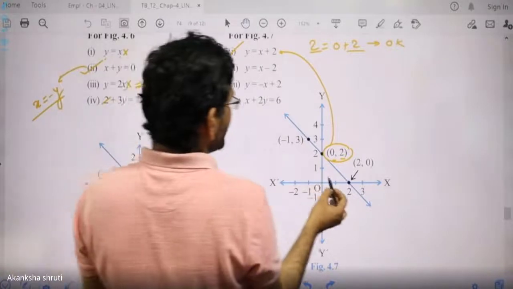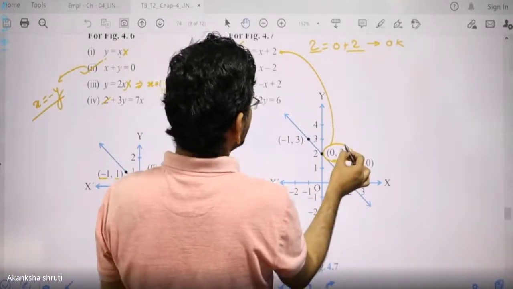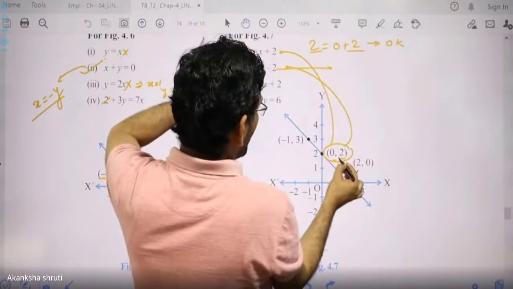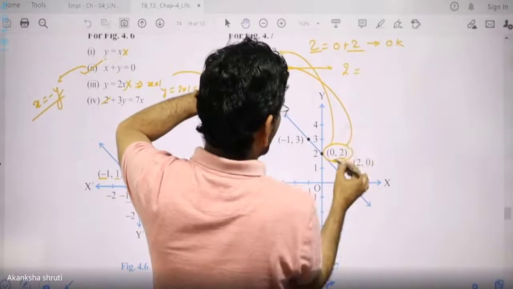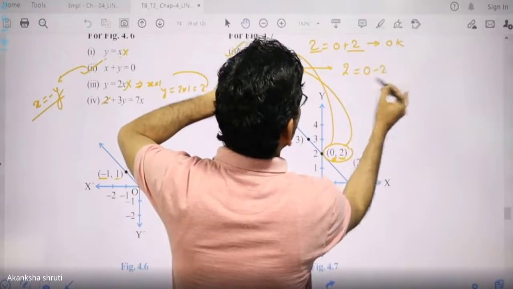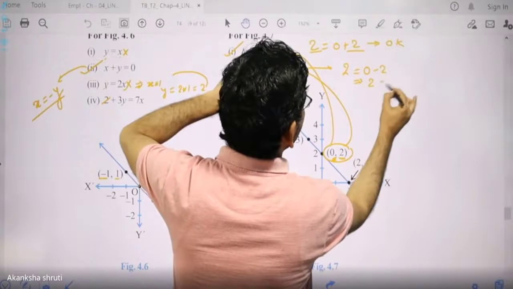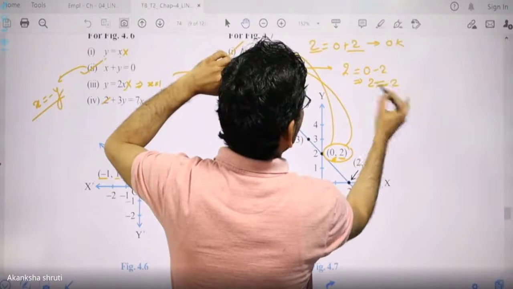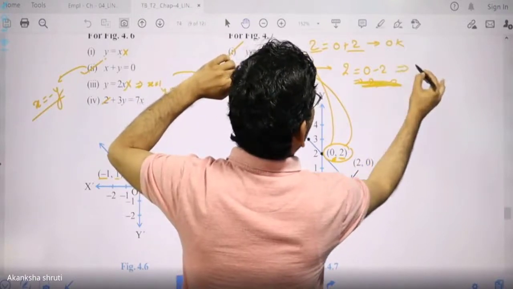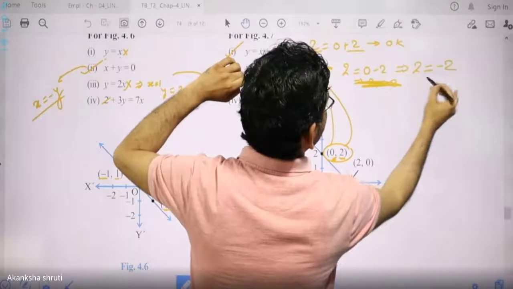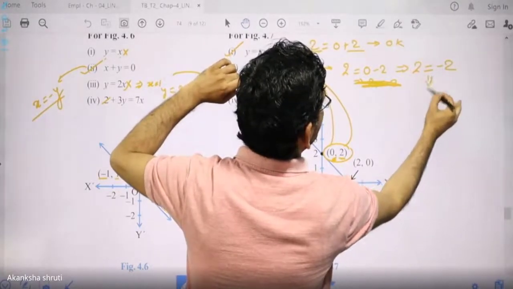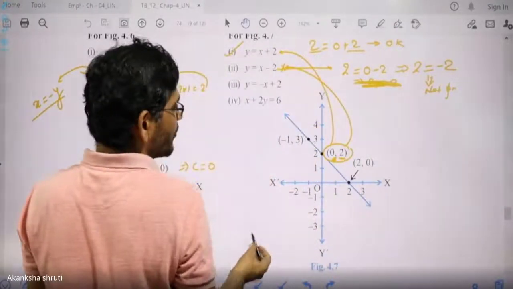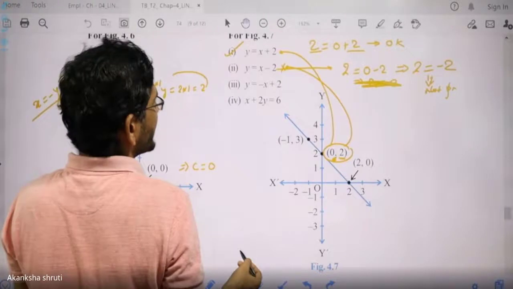Students, if we take this for this equation, then what does it become? Y as 2 equals x value 0 minus 2. In this case, we will get 2 equals minus 2, which is not possible. Left hand side is 2, right hand side is minus 2, which is not possible. Therefore, this cannot be the graph.